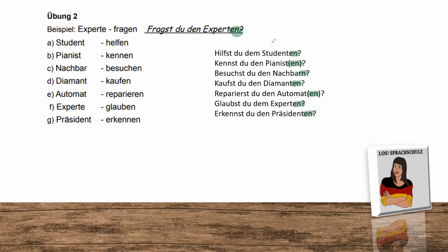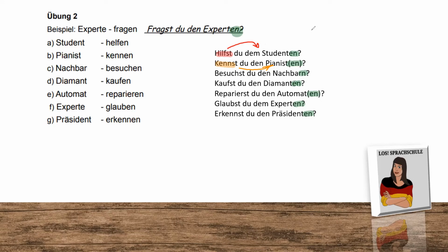Two things I want to say before we finish. Of course, we have here the verbs that are influencing the article. Jemandem helfen, to help someone. But then we have accusative, for example, jemanden kennen, to know somebody. This is accusative, and so on.